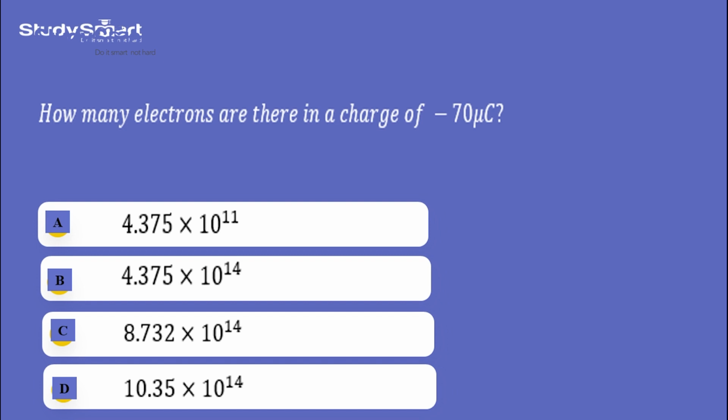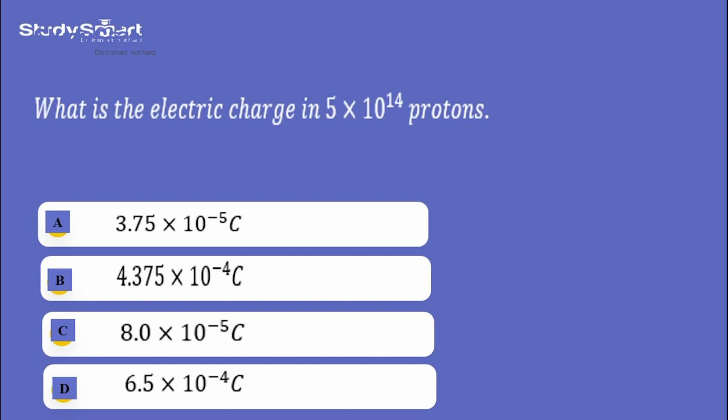4.375 times 10 to the power of 14. Now to the next question. We are asked to find the electric charge in 5 times 10 to the power of 14 protons. Now this time around, we are not asked to find how many protons we have in a charge. We are asked to find the charge that 5 times 10 to the power of 14 protons constitutes.